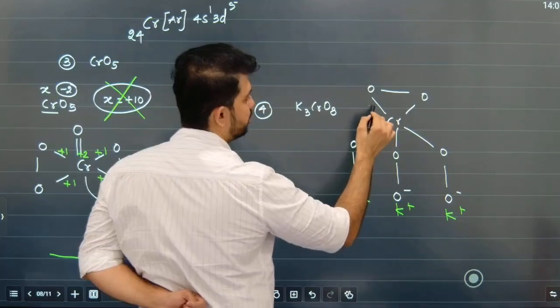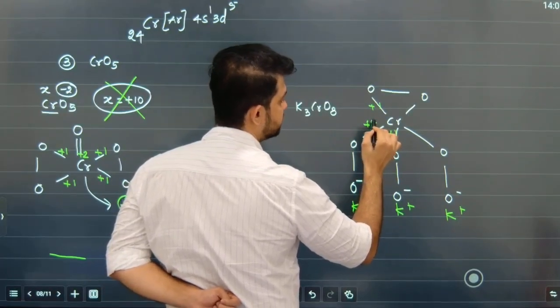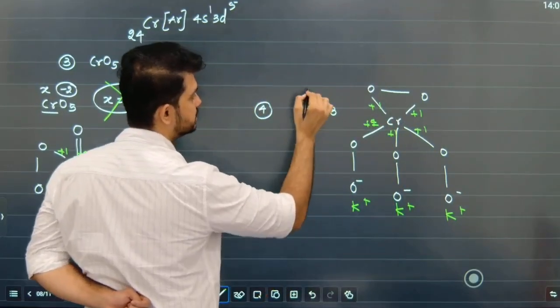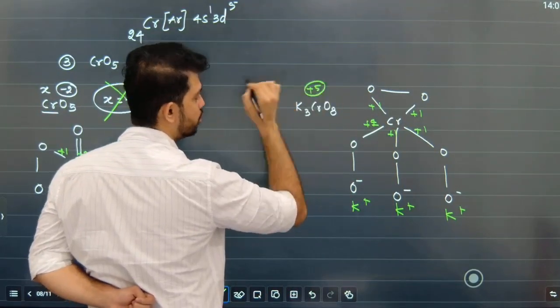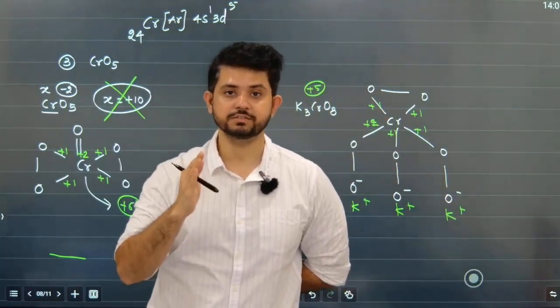So if I look at all the bonds, all are single. If I break these single bonds, तो मेरे पास 5 single bonds हैं. Actual charge on chromium in K3CrO8 is +5.